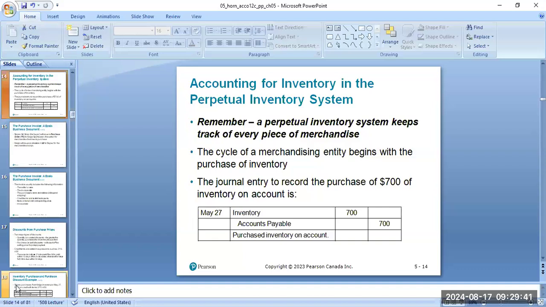In the cycle of merchandising, obviously we're going to begin with the purchase of inventory. Imagine this company purchases inventory for $700 on account. Our general entry will be very simple: debit inventory, credit accounts payable, because it's on account, we're not paying cash.